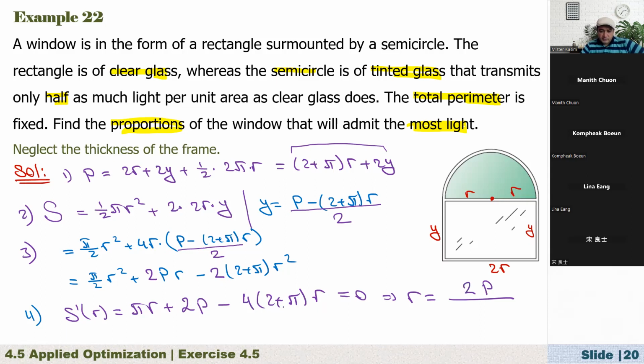And take to this side. So minus 8 minus 4 pi, right? So 8 plus 3 pi then. This one is 8 plus 3 pi. Minus 8 minus 4 pi minus 3 pi is 8 plus 3 pi. Okay, guys, so this r should be equal to this. So we are going to find the ratio. Now, using the first one, I can find y. Then we can find the ratio, right? So immediately I can find 2r. 2r is equal to 4p over this.